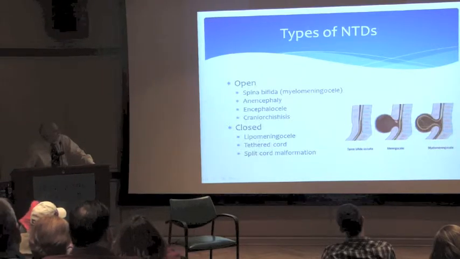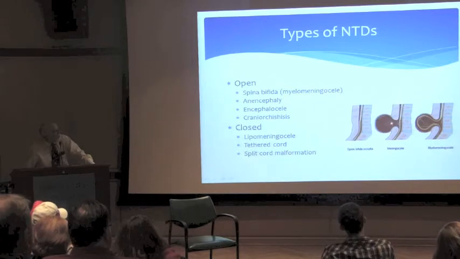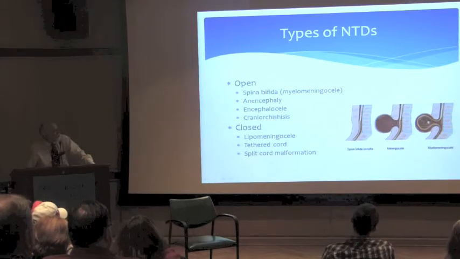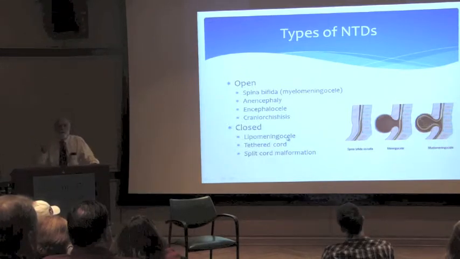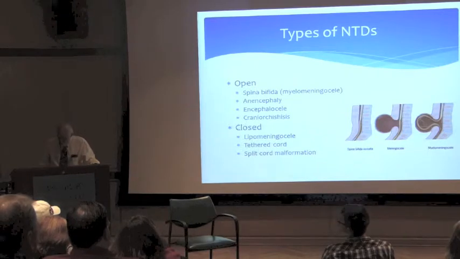So here you can see the image where we have only meninges, only the coverings, versus also having the spinal cord itself. And Dr. Walker talked about some of these other variations, sometimes being hidden or occult.